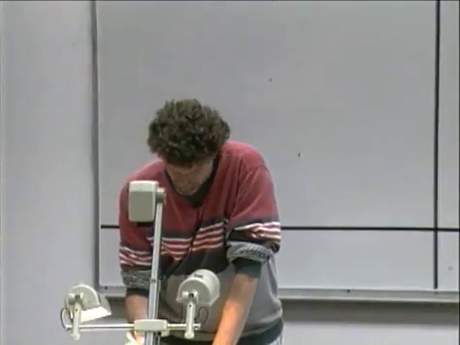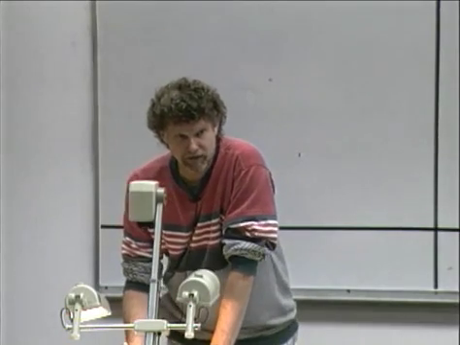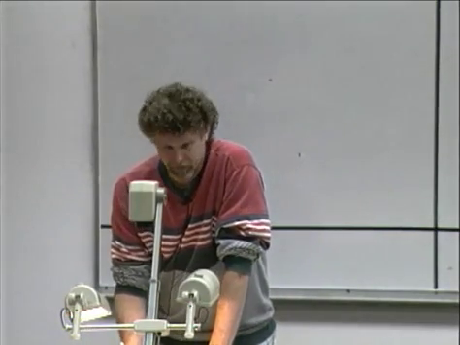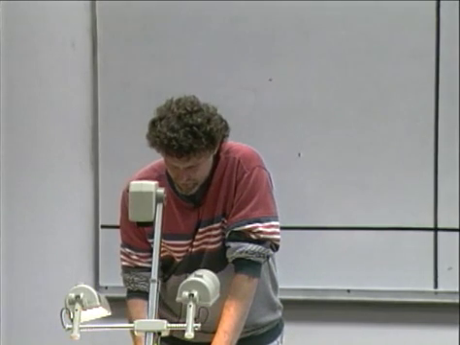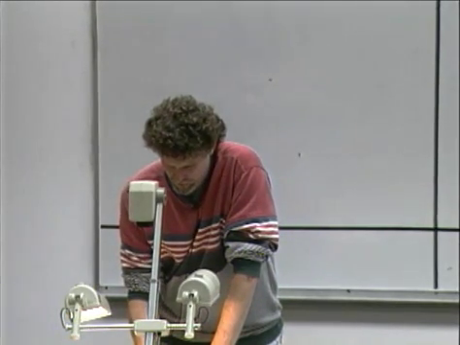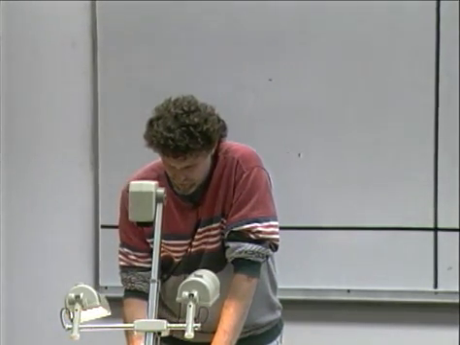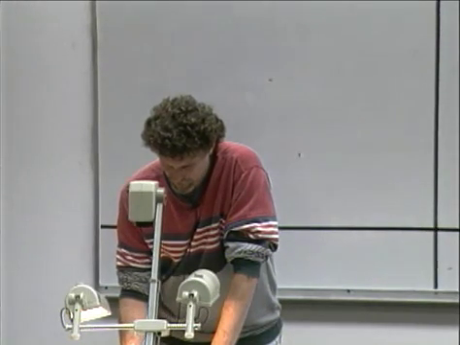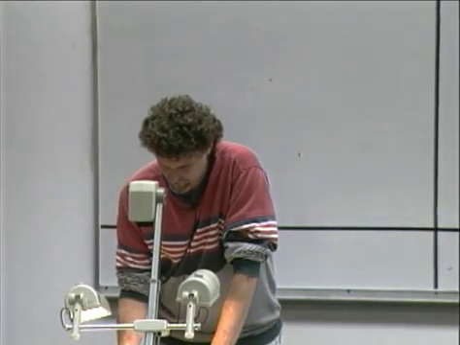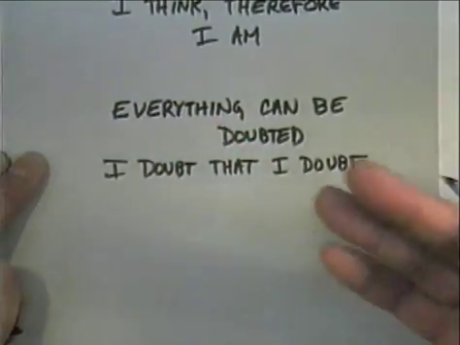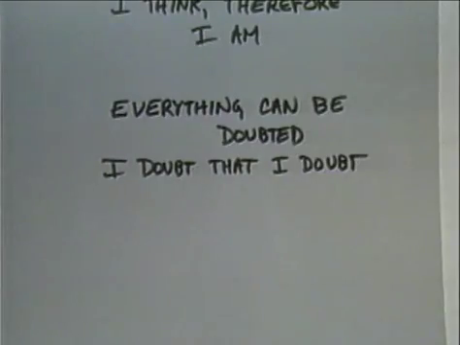Then he takes a particular instance. I mean, this is not going to have to do with any brains in vats or evil geniuses, but he's going to try saying this: I doubt that I doubt, or that I am doubting. I mean, if everything is doubtable, then he should be able to doubt that.